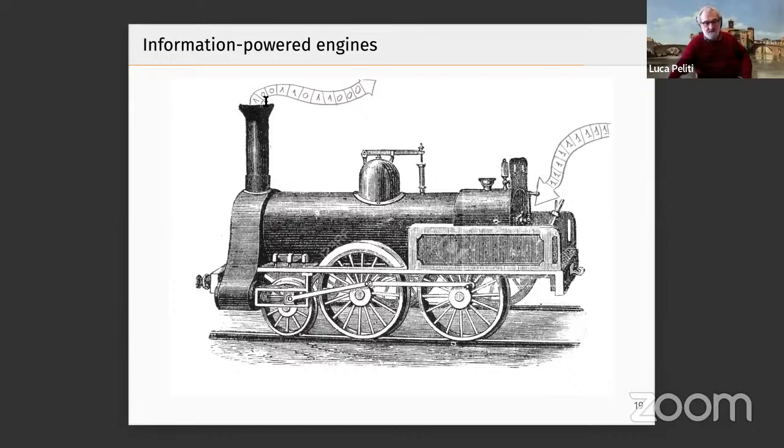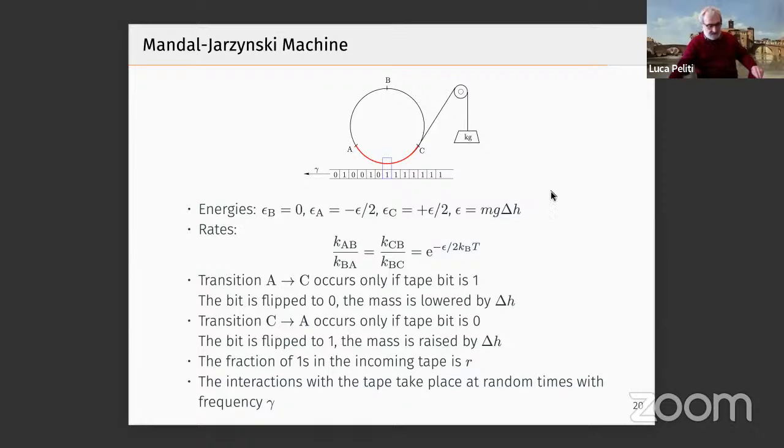There is a random sequence of zeros and ones. So the entropy of the tape has increased, and by this means you can more or less keep the entropy of the universe constant, and nevertheless extract a certain amount of work at the price of degrading the information contained in the tape you're feeding in. One of the prototypes of this kind of device is due to Mandal and Jarzynski about 15 years ago.